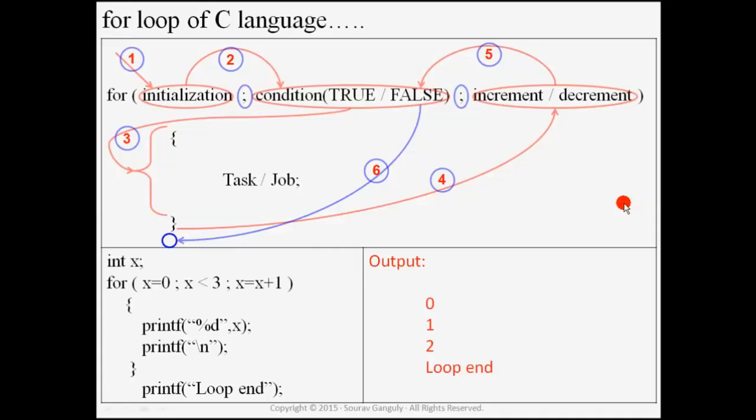Now the first question arises: why do we use a loop? If we want to perform one particular task several times, then we use a loop in the C language.